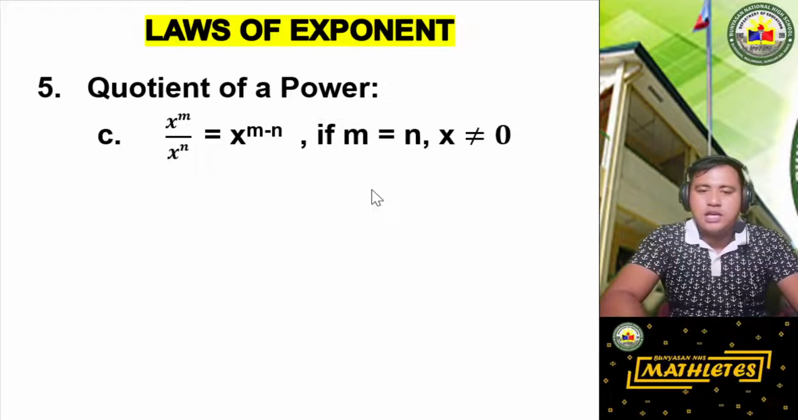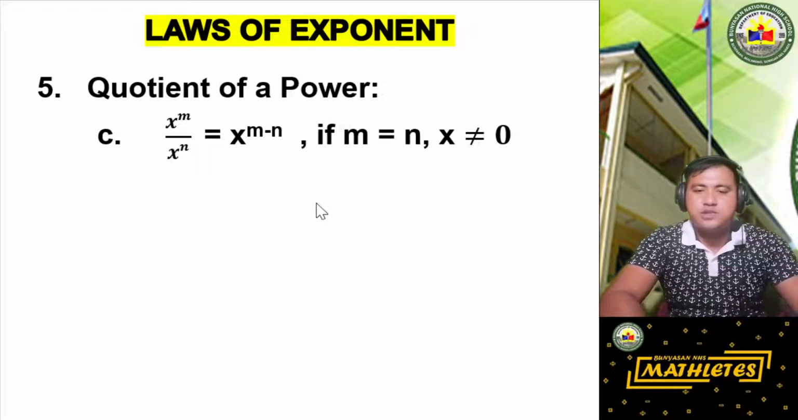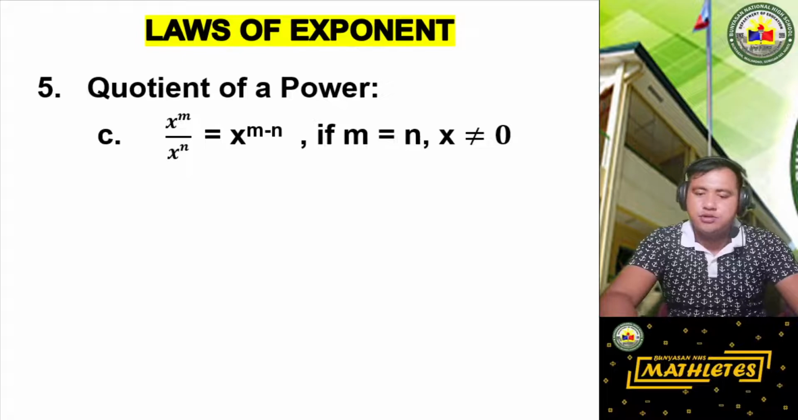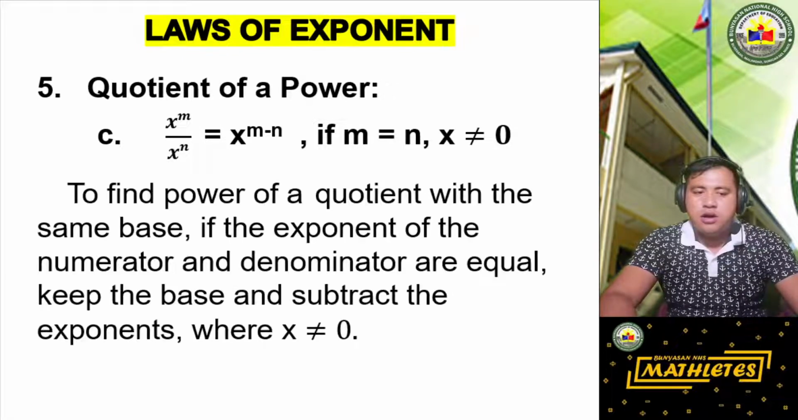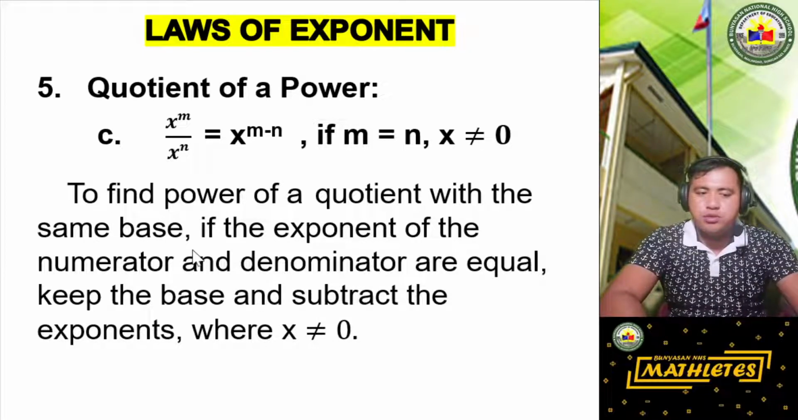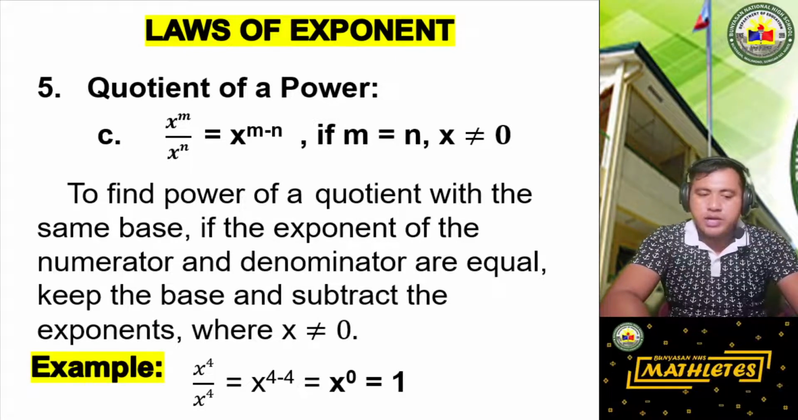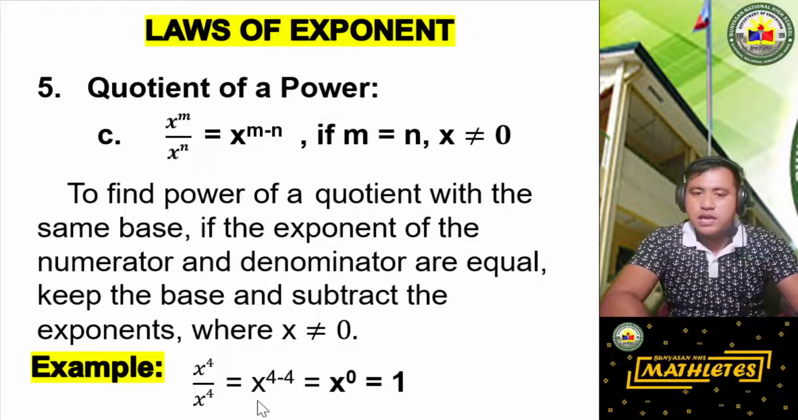Okay, letter C: how about if the exponents of both numerator and denominator are equal? To find the power of a quotient with the same base, if the exponents of the numerator and the denominator are equal, keep the base and subtract the exponents, where x is not equal to 0. For example, pareho sila ng value ng exponent, both numerator and denominator. If you subtract, the result is 0. So x to the power of 0. The exponent is 0.